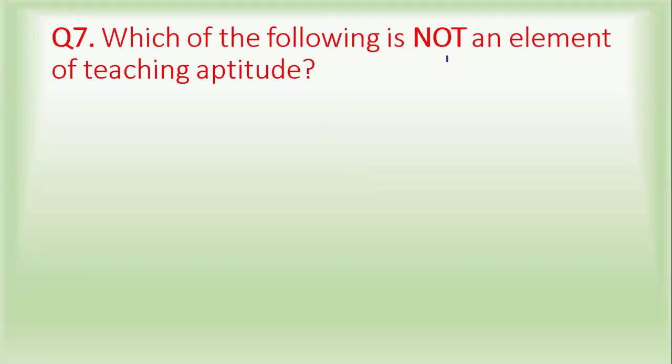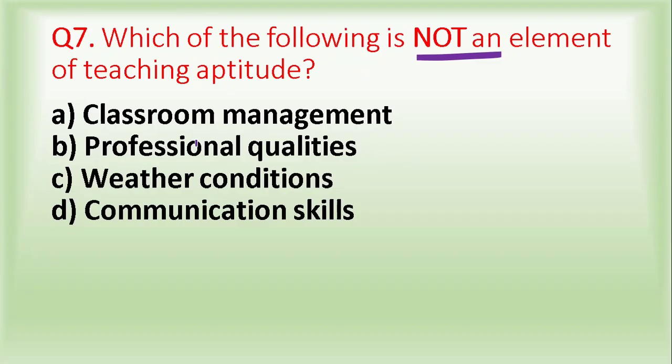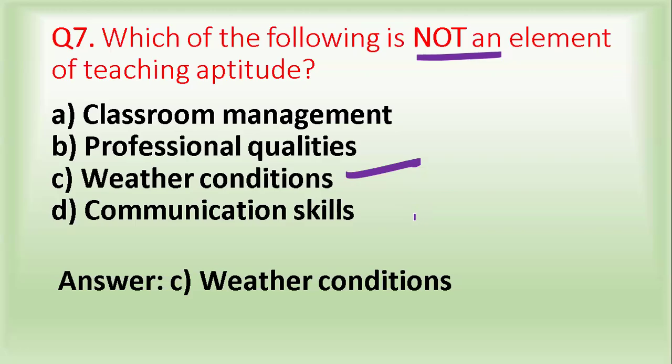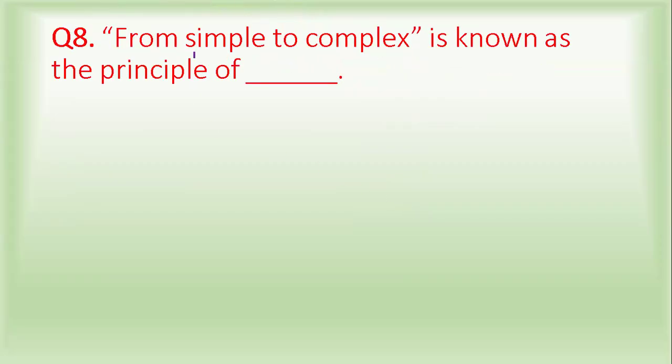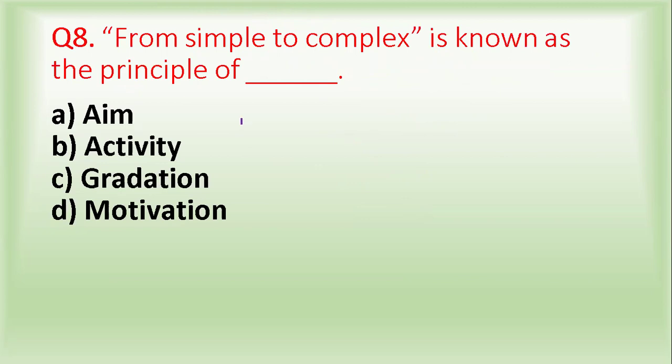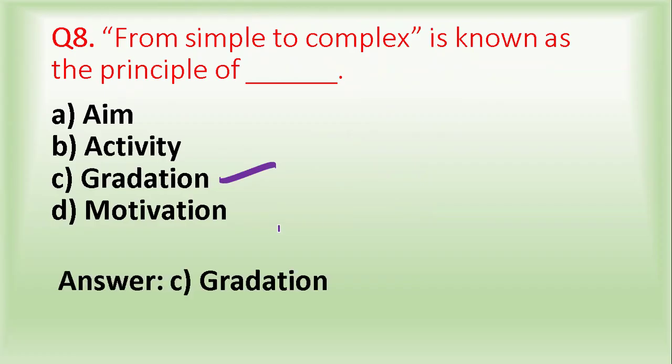Seventh one, which of the following is not an element of teaching aptitude? Options, classroom management, professional qualities, weather conditions, communication skills. Answer is weather conditions. Next. Eighth question. From simple to complex is known as the principle of dash. Aim, activity, gradation, motivation. Answer is gradation.